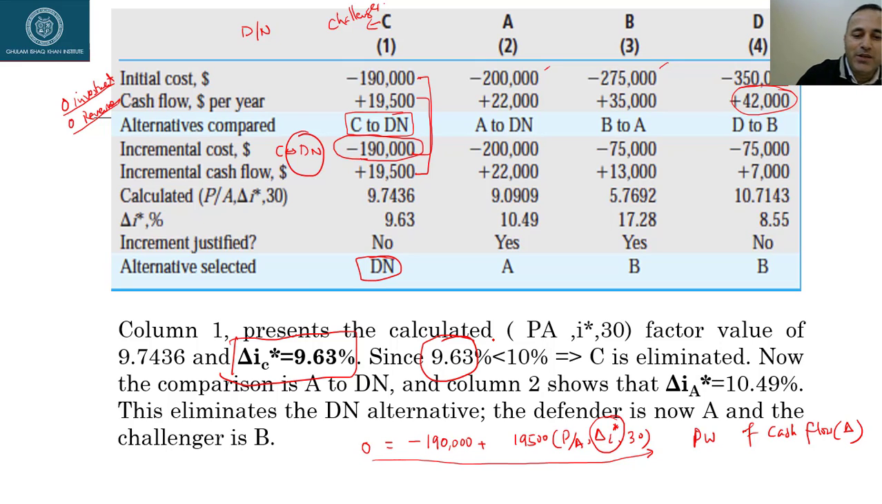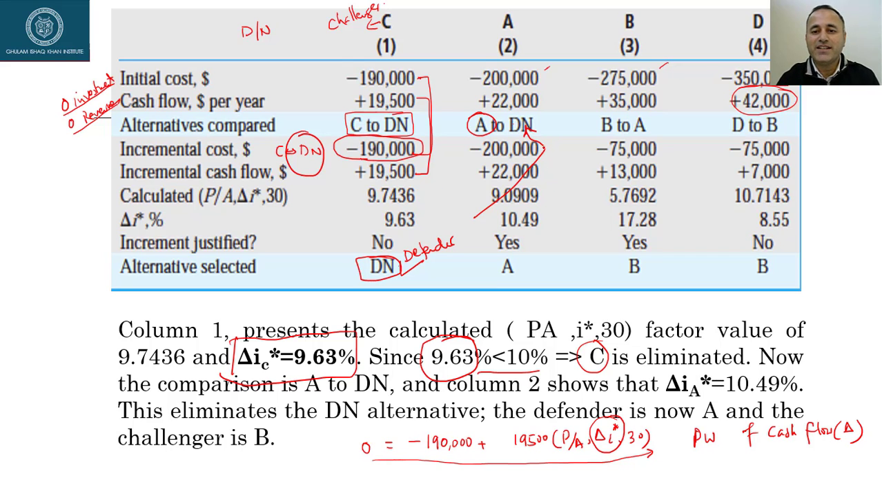What it really means is that if I execute project C, I will actually make losses. Why losses? Because my IRR associated with the incremental cash flow is less than MARR. So C is eliminated, and once C is eliminated, of course I choose DN. Because DN is now the defender, DN is the new defender, and I will compare it against A.